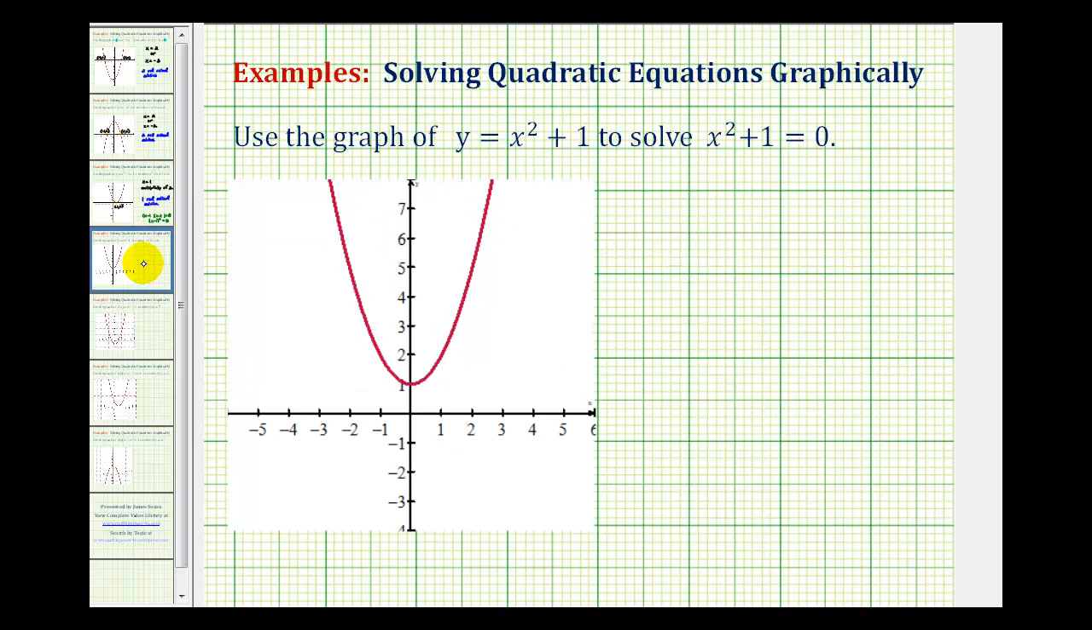In our last example, we want to use the graph of y equals x squared plus 1 to solve x squared plus 1 equals 0. But in this example, notice how we're looking for the x-intercepts, but this graph does not have any x-intercepts. So that means there are no real solutions to this equation.